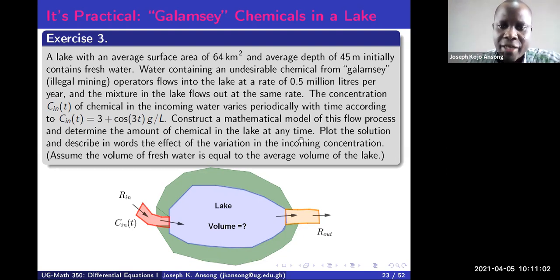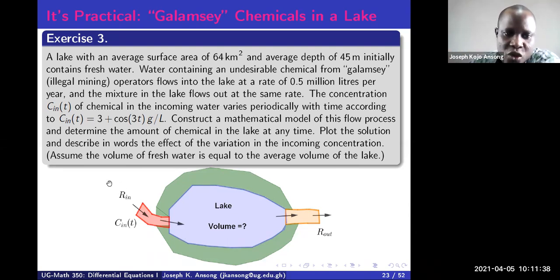The question is, you want to construct a mathematical model of this flow process and determine the amount of chemical in the lake at any time. You want to plot the solution and describe in words the effect of the variation in the incoming concentration. You can assume that the volume of the fresh water in the lake is equal to the average volume of the lake. This is just a sketch of it. We know the surface area, we know the average depth of the lake. So using these two quantities, that will give you the volume of fresh water that is already in the lake.